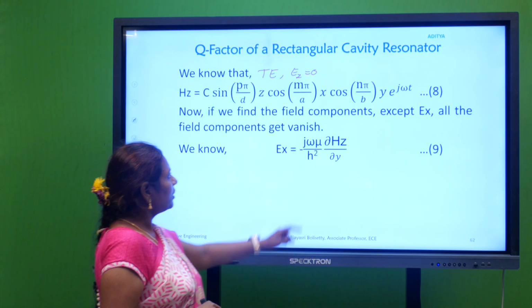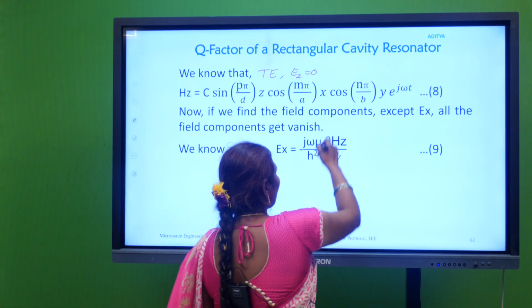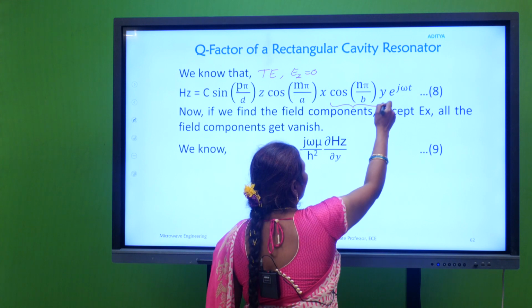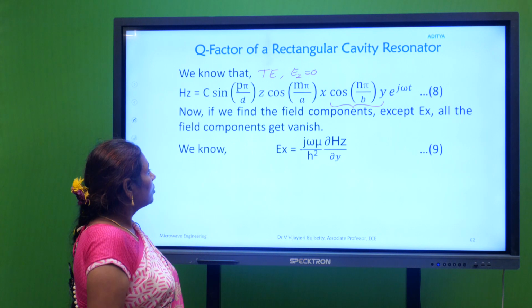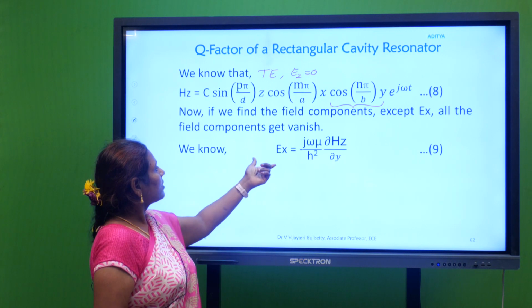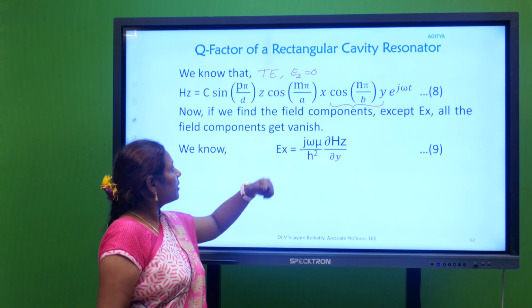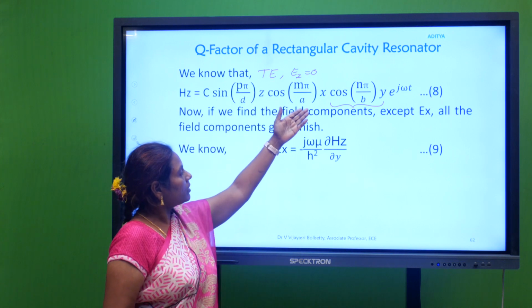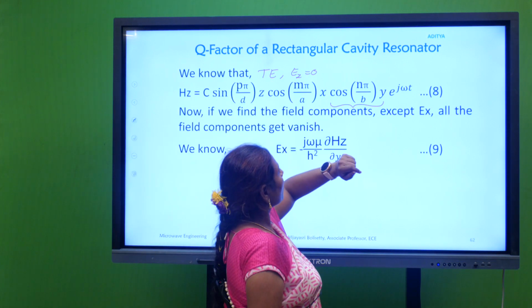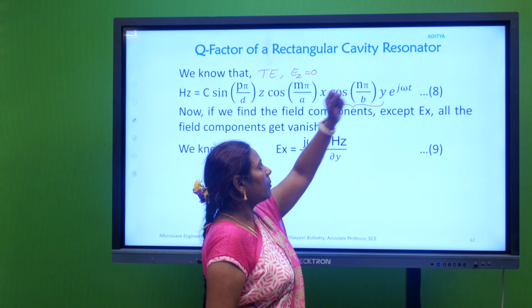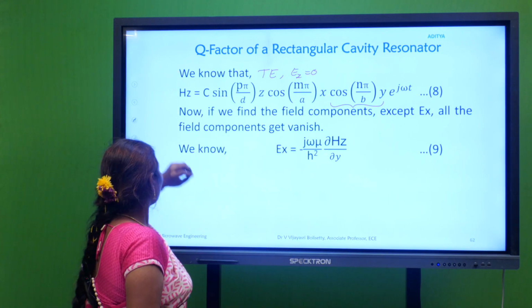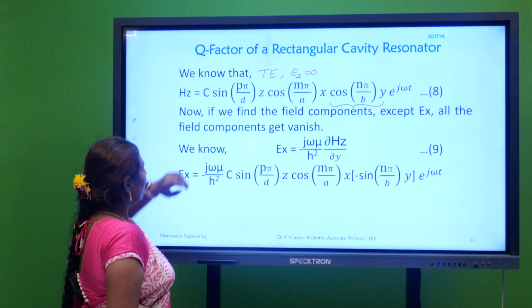If you differentiate this with respect to y, except for the y component, all the other components become constants. So you are going to get Ex is equal to minus j omega mu by h square, and all these are constants except cos n pi by b y, which becomes minus sin n pi by b y into n pi by b, e power j omega t. So let us see what Ex is.